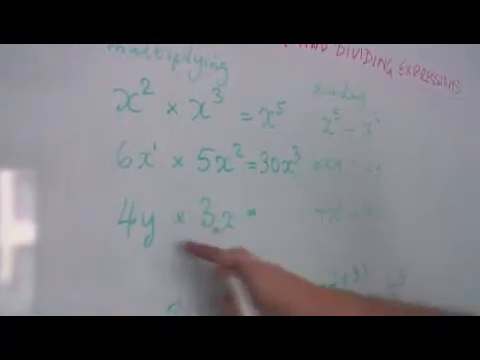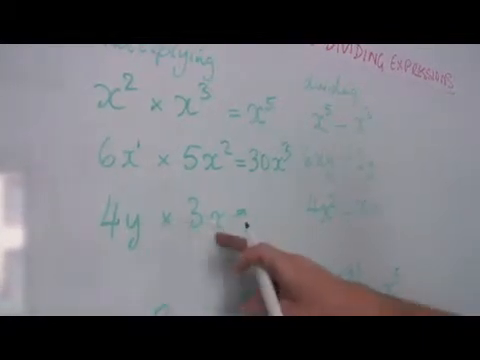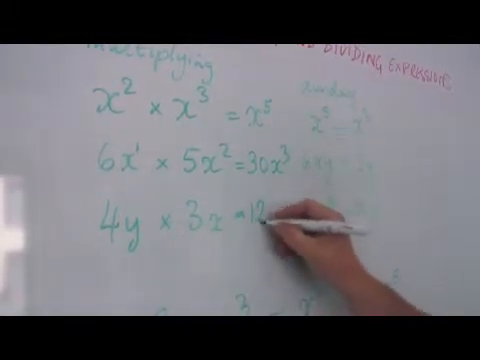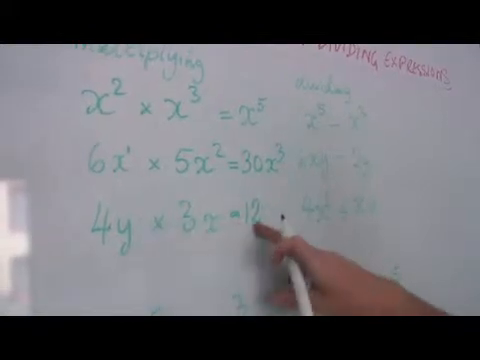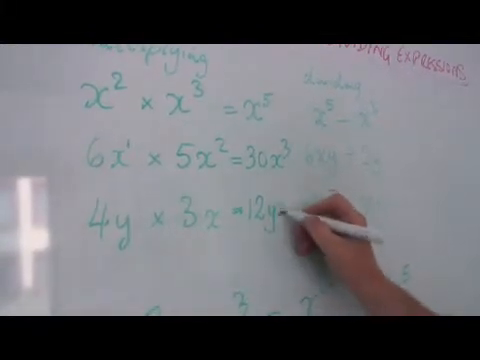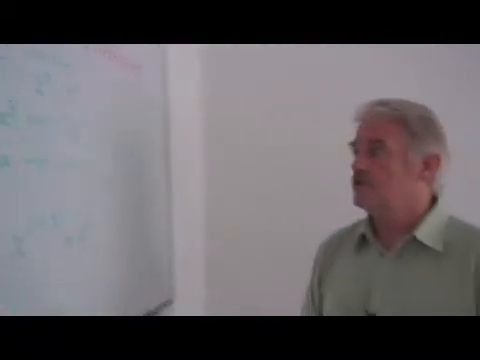And the final one here, 4y times 3x. Y and x are separate variables, but the numbers can be multiplied together to give me 12. 4 times 3 gives me 12. Times y times x. So that is multiplying expressions.